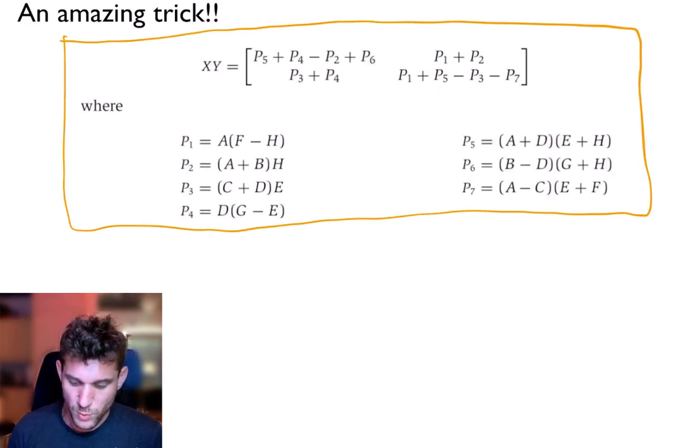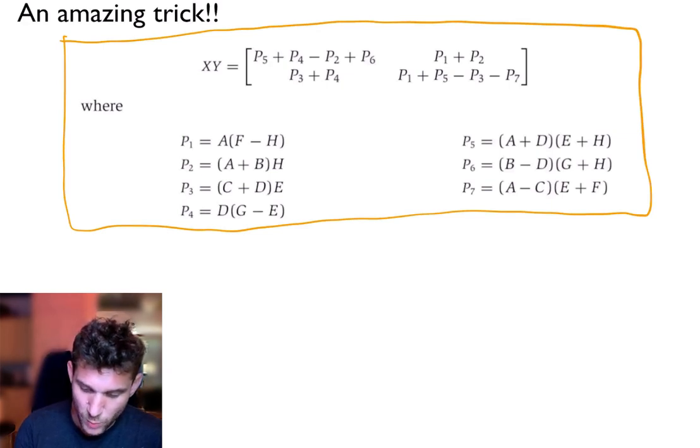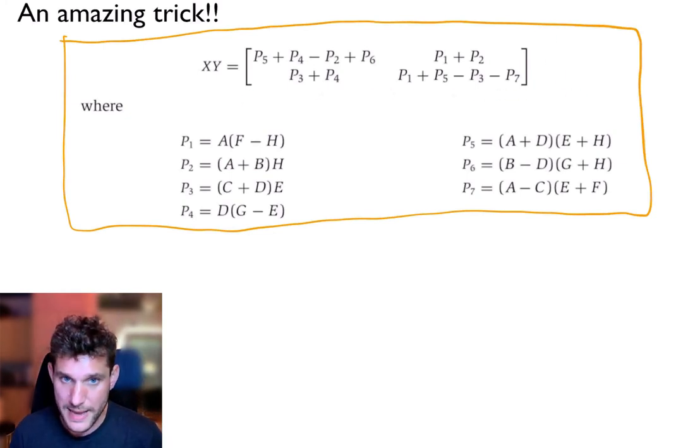It turns out that if you write your matrices x and y in the same block form, a, b, c, d, e, f, g, h, as before, you can write x times y as a block matrix which combines not 8 multiplications but 7. Here are the 7 products, P1, P2, P3, P4, P5, P6, P7.